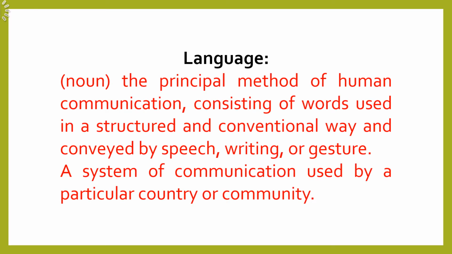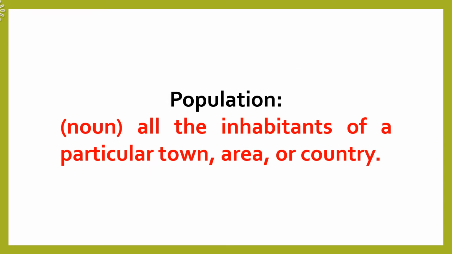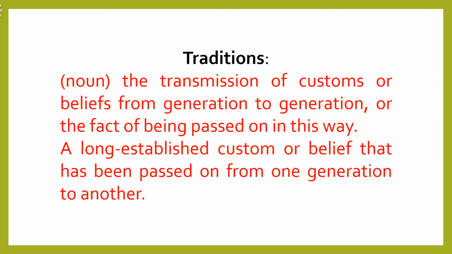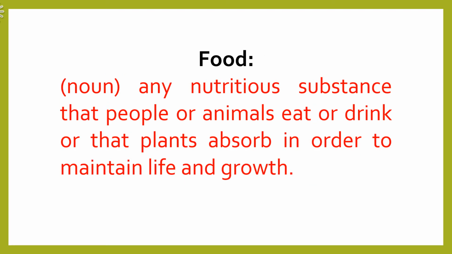Language: the principal method of human communication, consisting of words used in a structured and conventional way and conveyed by speech, writing, or gesture; a system of communication used by a particular country or community. Population: all the inhabitants of a particular town, area, or country. Traditions: the transmission of customs or beliefs from generation to generation, a long established custom or belief that has been passed on from one generation to another. Food: any nutritious substance that people or animals eat or drink, or that plants absorb in order to maintain life and growth.